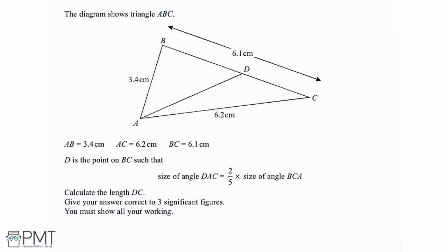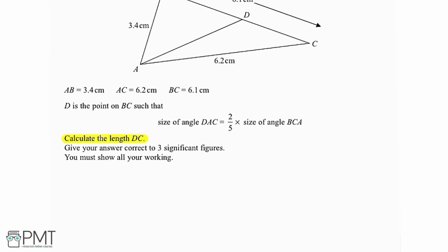The diagram shows triangle ABC. We're told that AB is 3.4 centimeters, which we can see here. AC is 6.2 centimeters. BC is 6.1 centimeters. D is the point on BC, such that the size of angle DAC is 2/5 multiplied by the size of angle BCA. And we need to use that information to calculate the length of DC, giving our answer correct to 3 significant figures and showing all of our working.